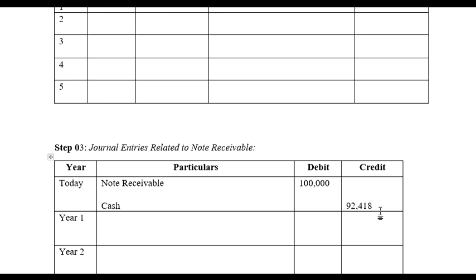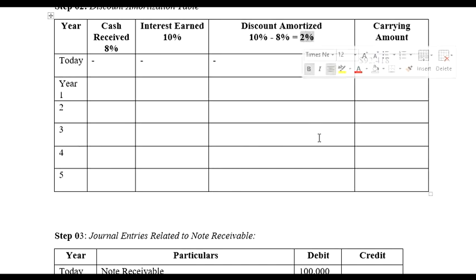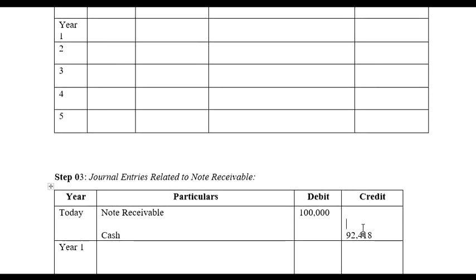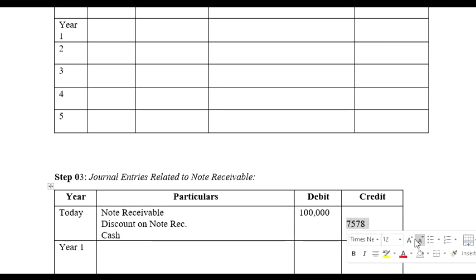Now what's the reason that we are paying less? Because of this 2% that we are earning less, that's why we are paying less. So how much less are we paying? We are paying actually $7,578 less. This is actually called the discount on note receivable. Now this is the money which we will earn. We have not earned it yet. We will earn it in the coming 5 years, and a part of it will be earned in the first year, then another part in the second, and then in the third, fourth and fifth.